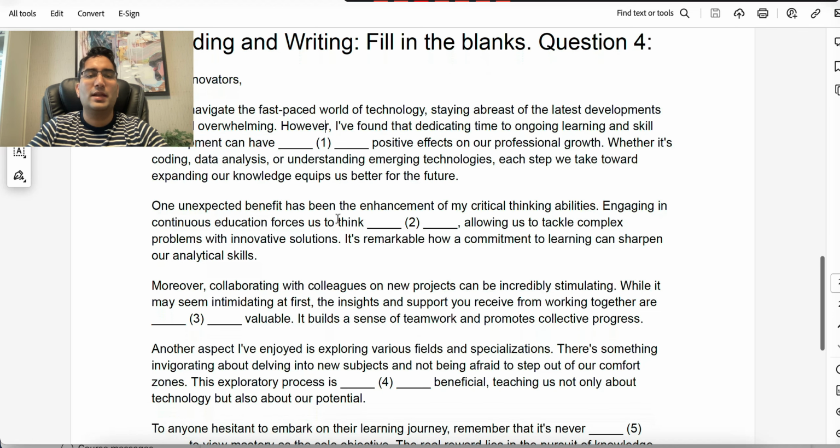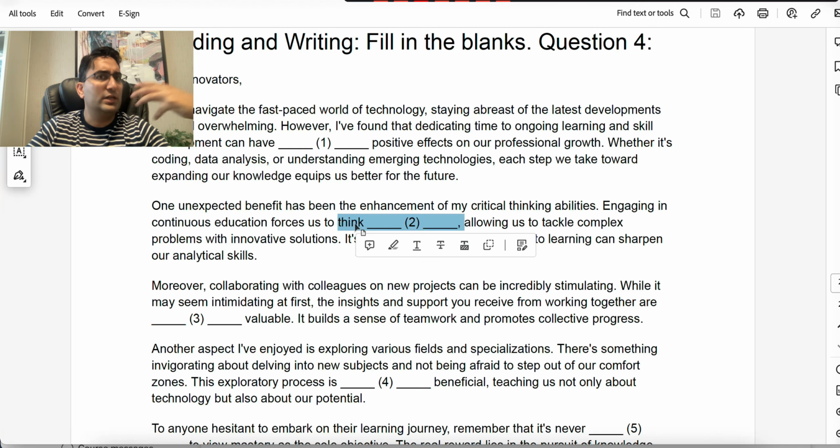"One unexpected benefit has been the enhancement of my critical thinking abilities. Engaging in continuous education forces us to think something, allowing us to tackle complex problems with innovative solutions." Now, if you engage in, let me do it in my own words. If you engage in continuous education, it forces us to think critically or better, and it can help us think more deeply. That's what I'm thinking. And that'll allow us to tackle complex problems.